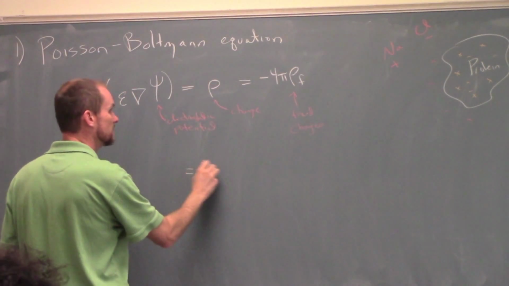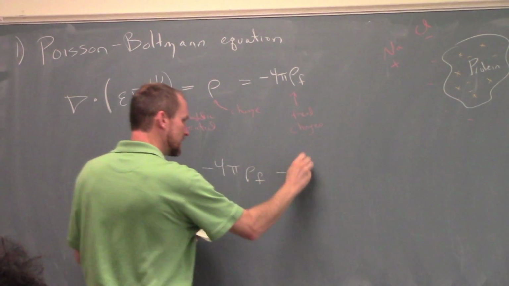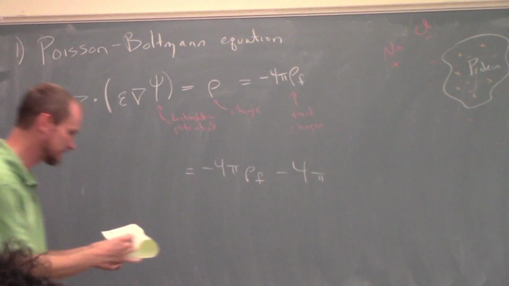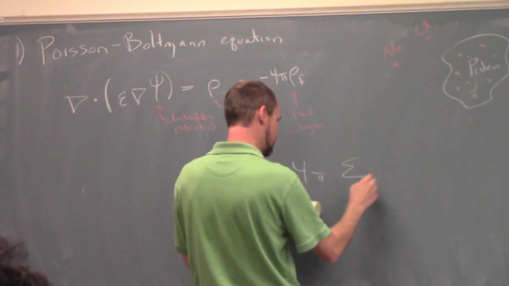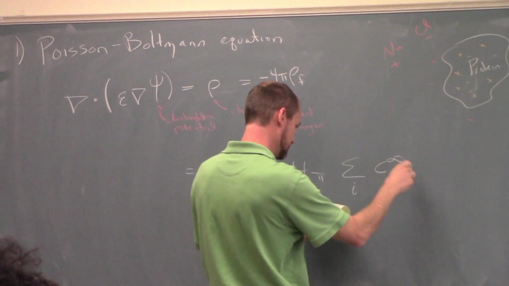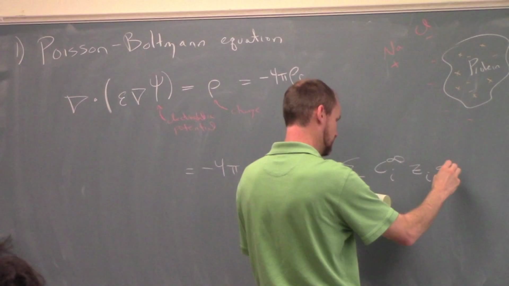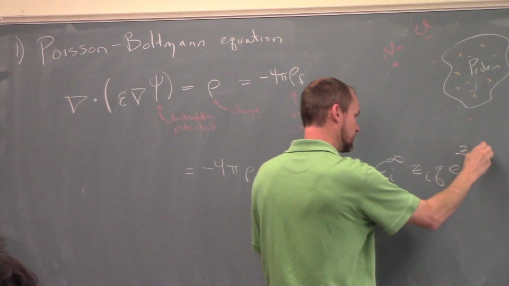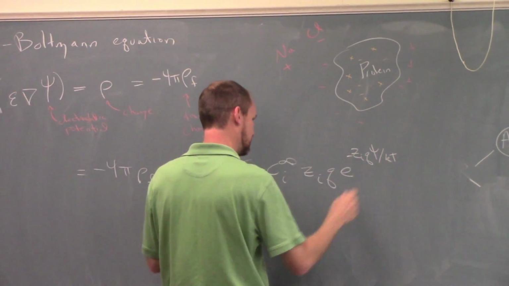Let me write it down here. Minus 4 pi fixed charges, minus 4 pi times the salt that's around that's going to be brought in by the fixed charges. So this is going to be 4 pi sum over each ion i in solution, Ci infinity, Zi q e to the minus Zi q psi over kT.